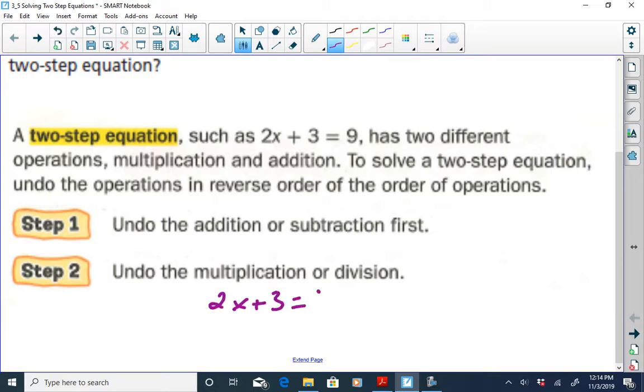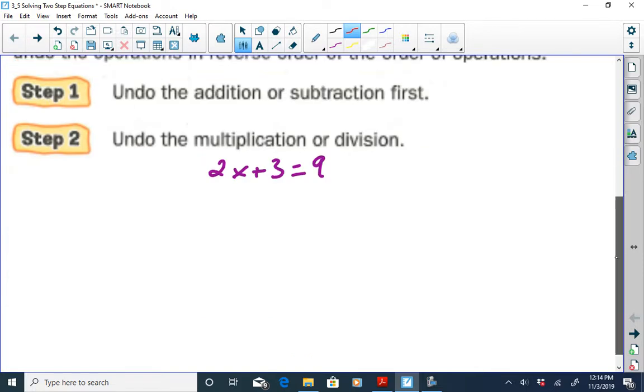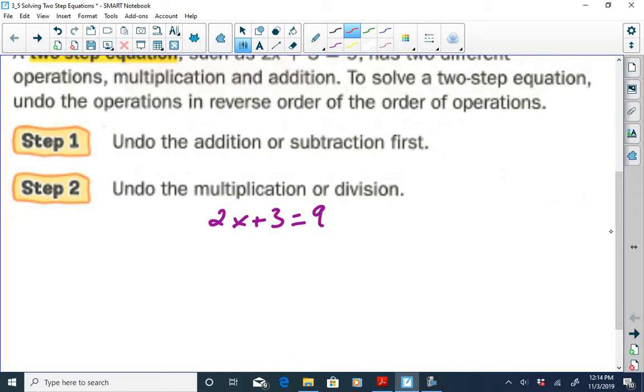So we have 2 times the number x plus 3 is equal to 9. Right? I see two operations. First, I want to undo the addition or subtraction first, and the reason for that is it just makes solving the equation easier. You can undo the multiplication first, but it makes the computation a lot more difficult if we undo the multiplication first. So you want to undo the addition or subtraction first in a two-step equation, almost always.